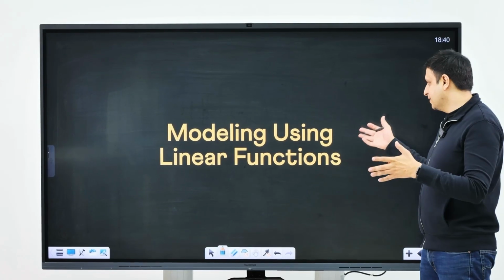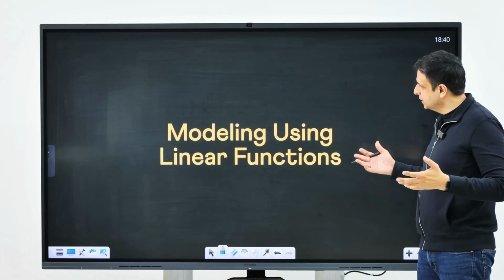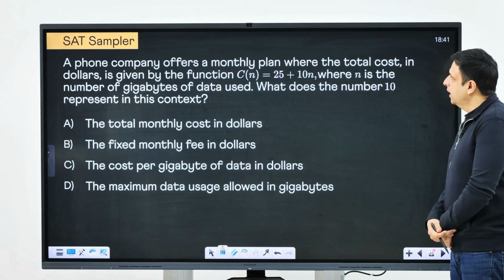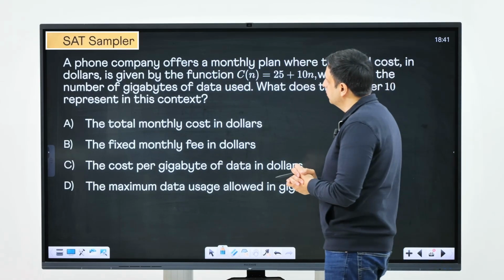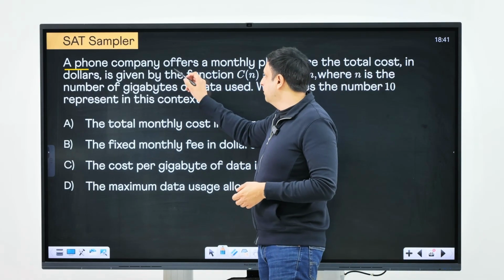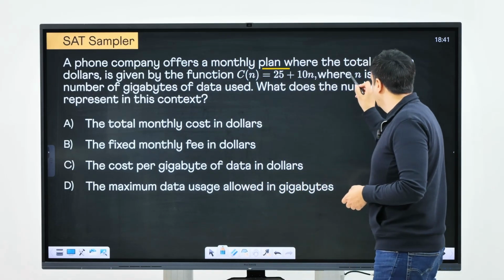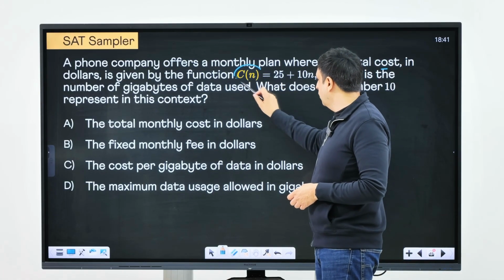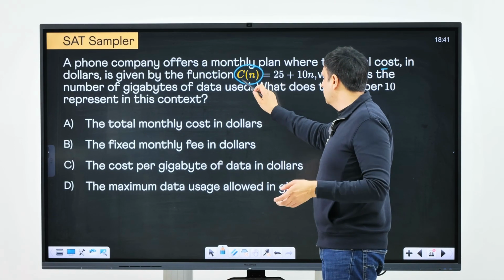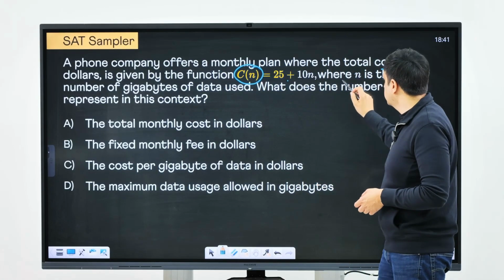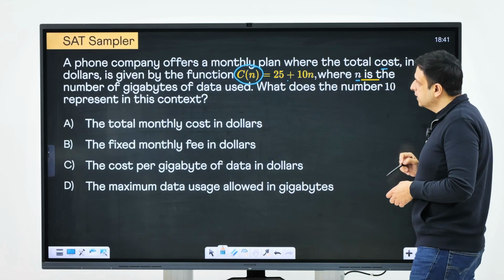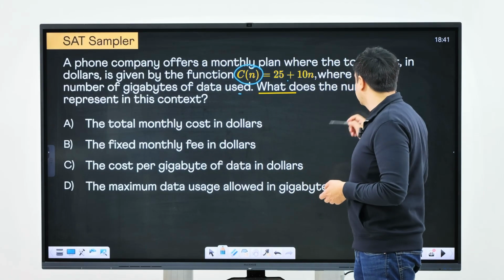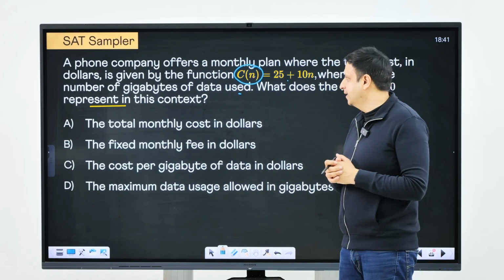All right, now here's the next theme in this section: modeling real world situations using linear functions. And here is an SAT sampler problem in this theme. A phone company offers a monthly plan where the total cost in dollars is given by the function c of n. C is the total cost, so c of n is 25 plus 10n, where n is the number of gigabytes of data used. What does the number 10 represent in this context?